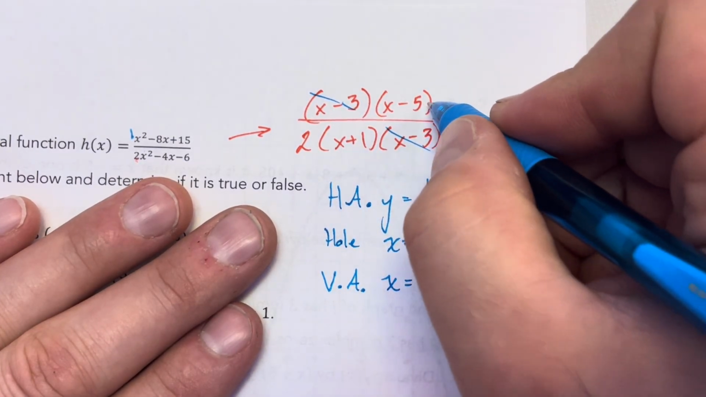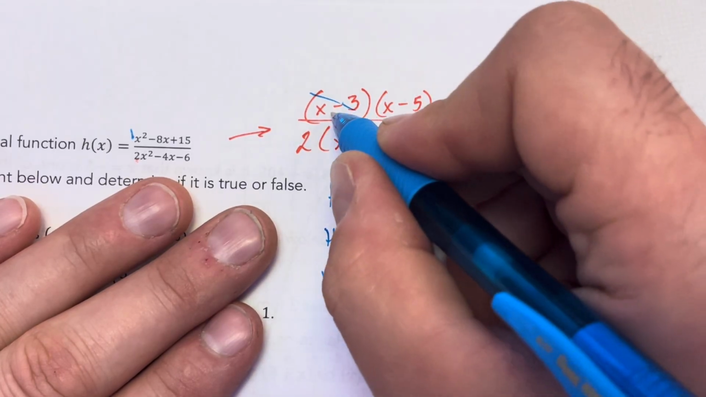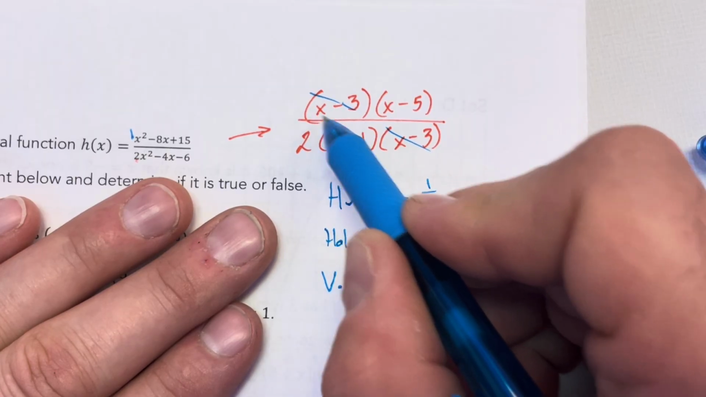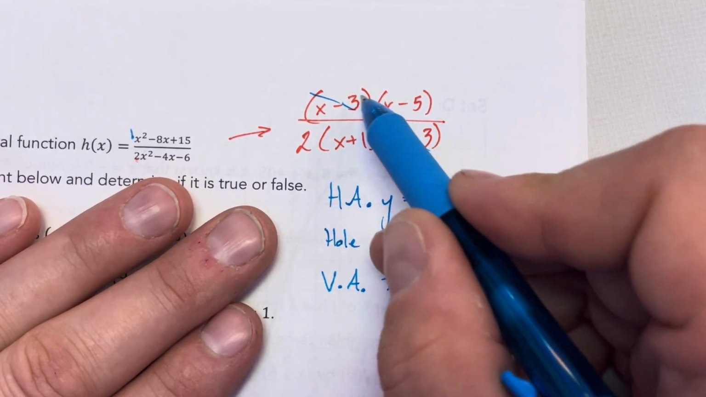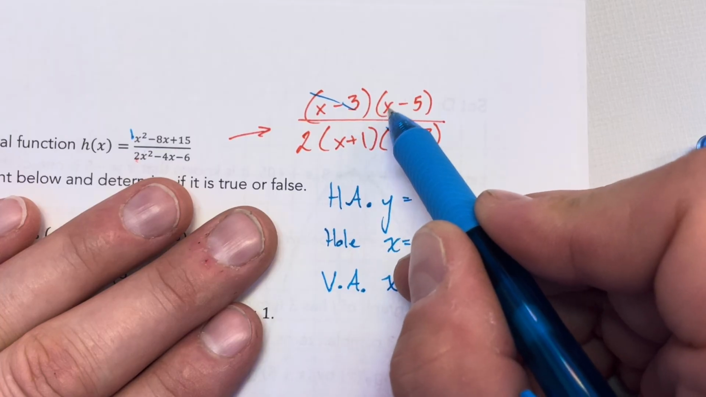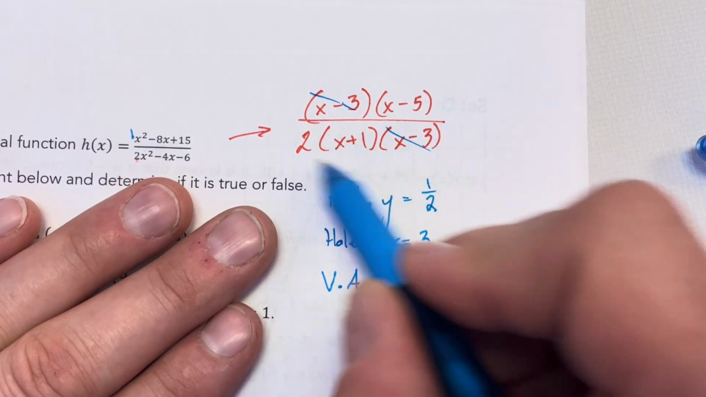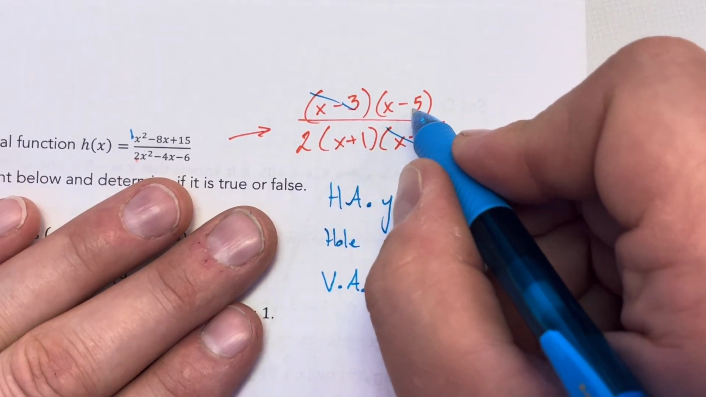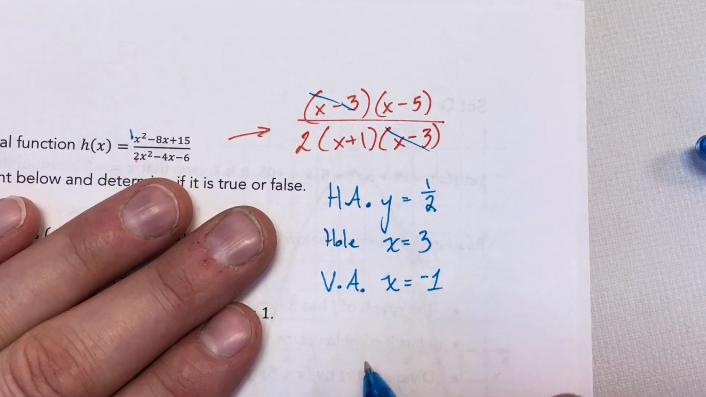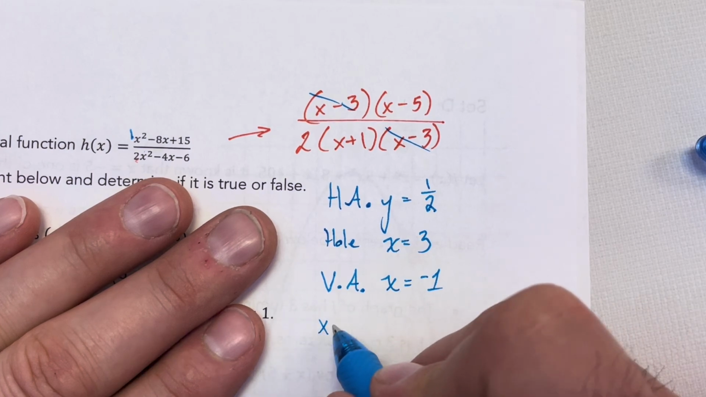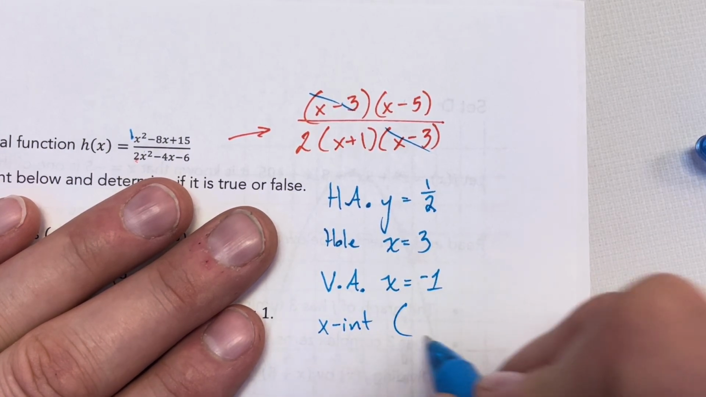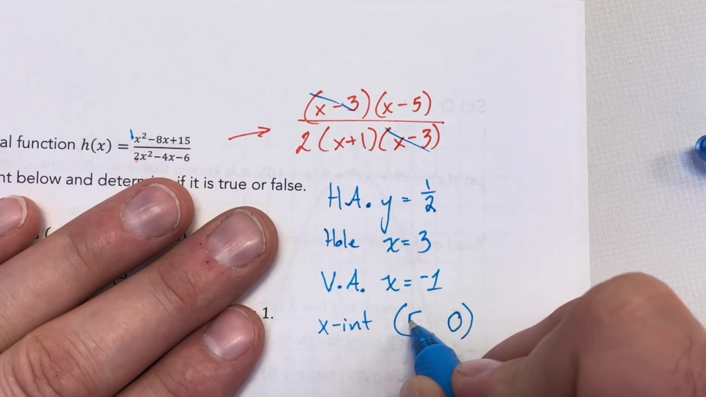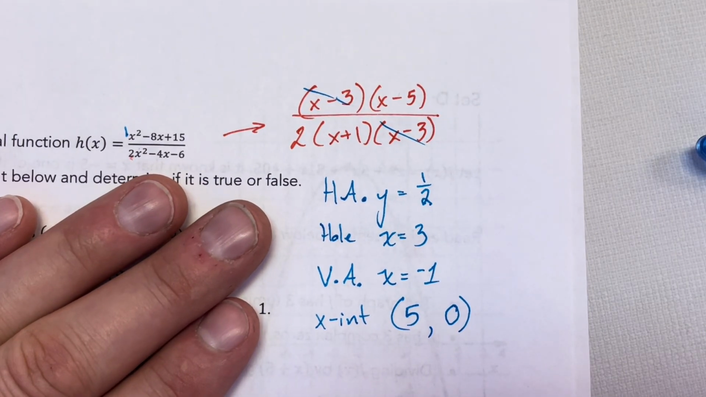And then on the top, if we were to put in a positive 3 here and here, that would make a 0 over 0. That wouldn't work. But if we put in a 5 up here, 5 minus 5 would make 0 over something that is not 0. And we want the result for an x-intercept to be 0. When we input a value of 5, that's an x-intercept.